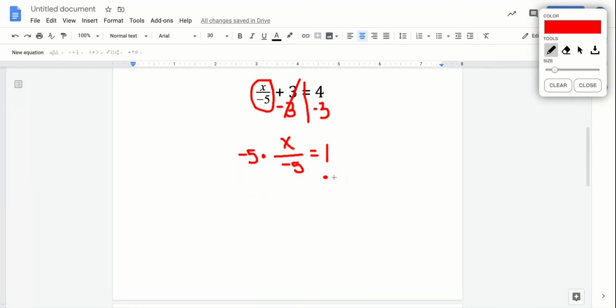Notice I'm using the dot for multiplication. No more x's. These negative 5s cancel off on the left-hand side. I'm left with x equals, and I know that 1 times negative 5 is negative 5.